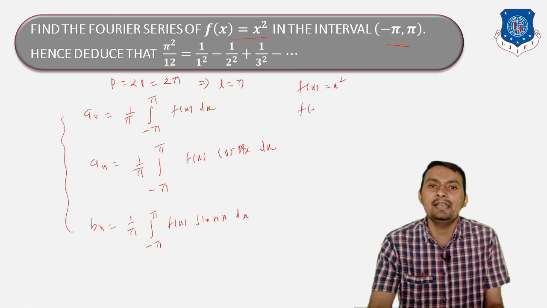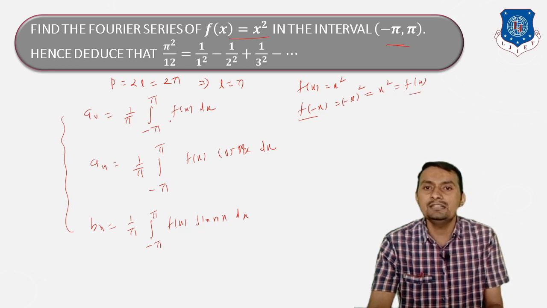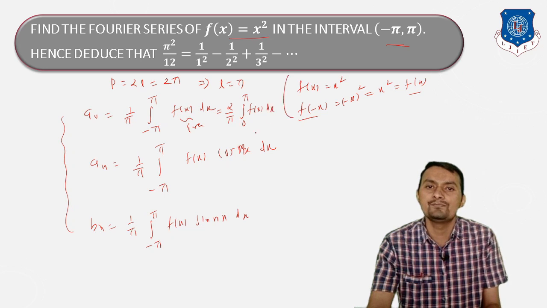But the given function is f of x equal to x square, and this is exactly an even function. If I replace x with minus x, we get x square, so f of minus x is equal to f of x. So this function is even, so whenever required we can write 2 times 1 divided by pi, integral from 0 to pi of f of x dx.